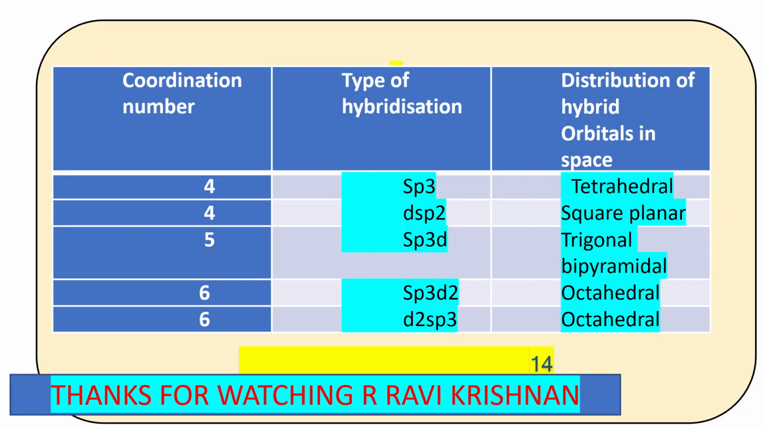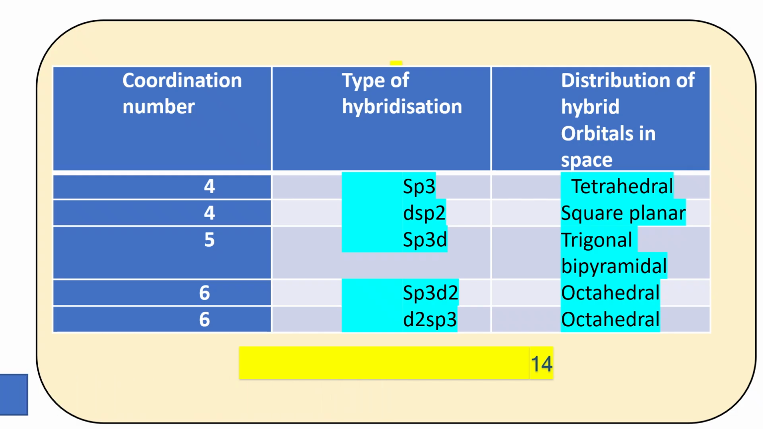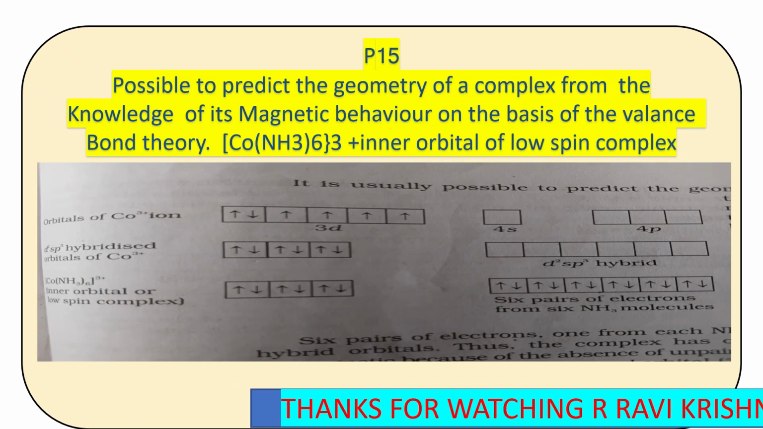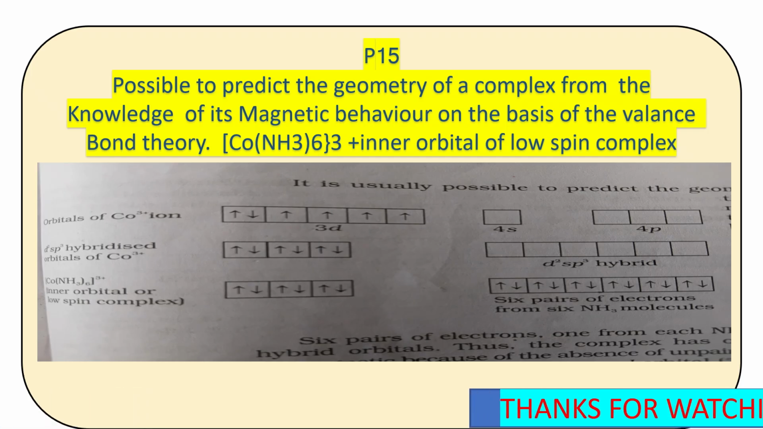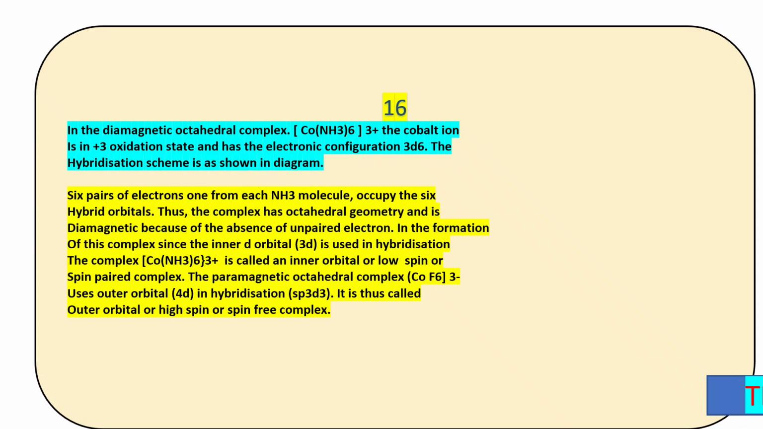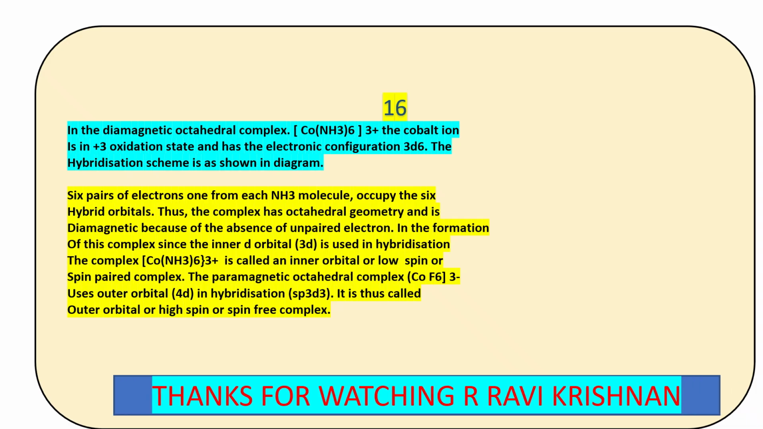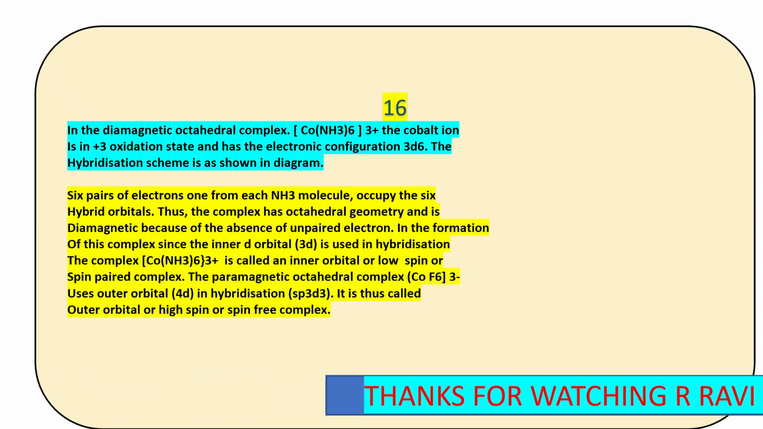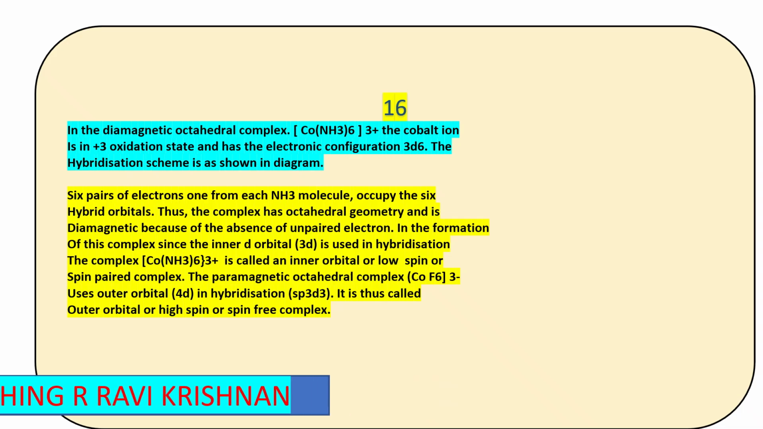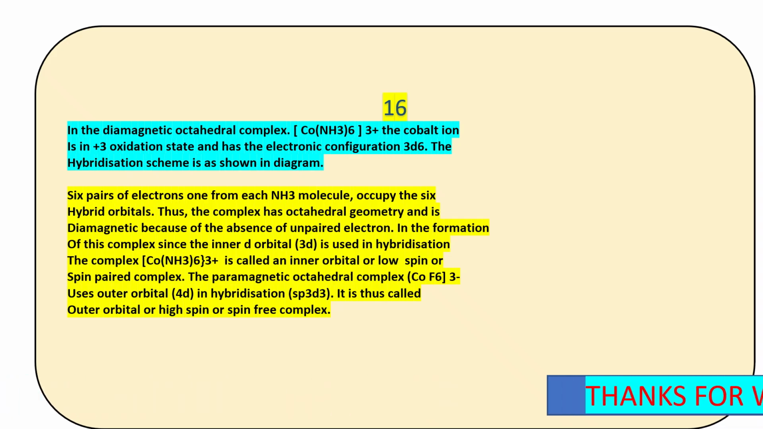These hybridized orbitals are allowed to overlap with the ligand orbitals that can donate electron pairs for bonding. Types of hybridization and the distribution of hybridized orbitals make it possible to predict the geometry of a complex. In the diamagnetic octahedral complex, the cobalt ion is in the +3 oxidation state and has the electronic configuration 3d6. The hybridization scheme is as shown in the diagram.